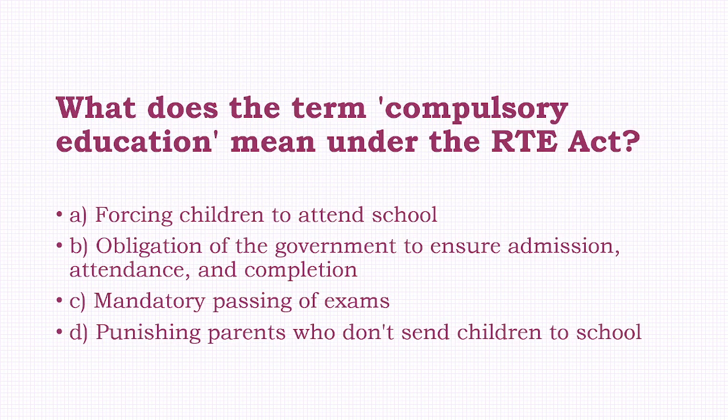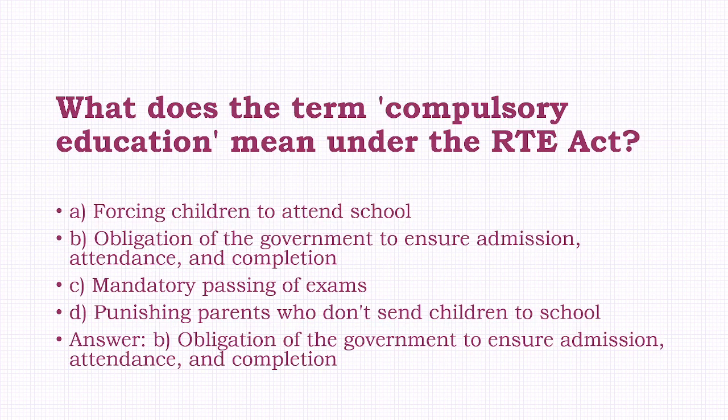What does the term compulsory education mean under the RTE Act? Option forcing children to attend school, obligation of the government to ensure admission, attendance and completion, mandatory passing of exam, punishing parents who don't send their children to school. Answer of this question is option B, that is obligation of the government to ensure admission, attendance and completion.